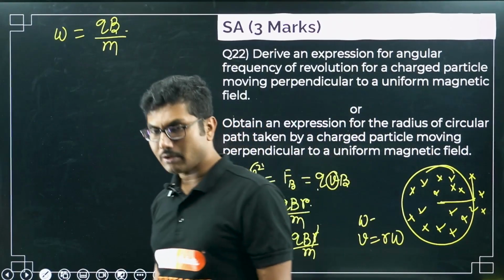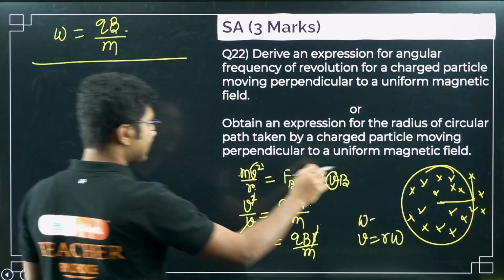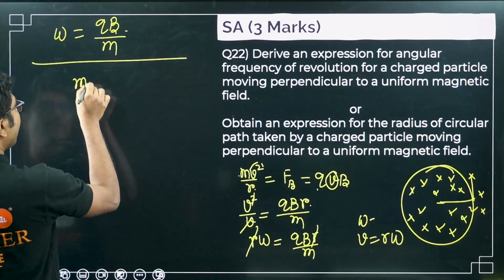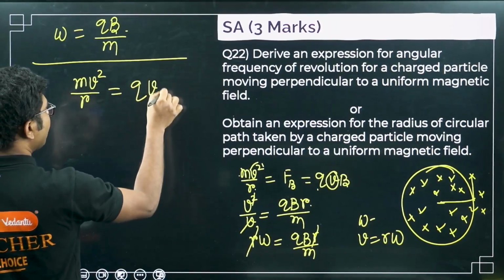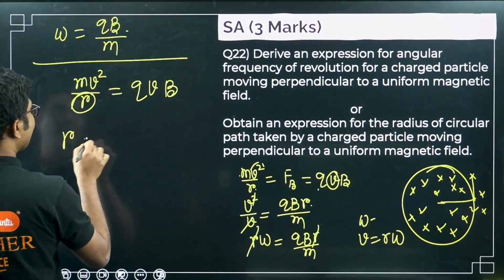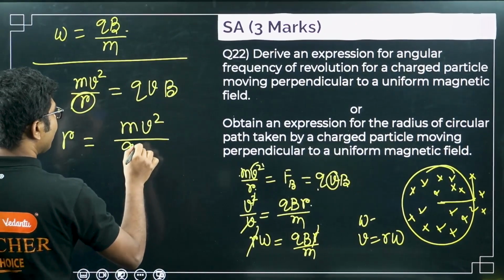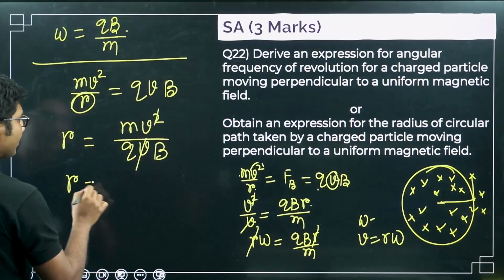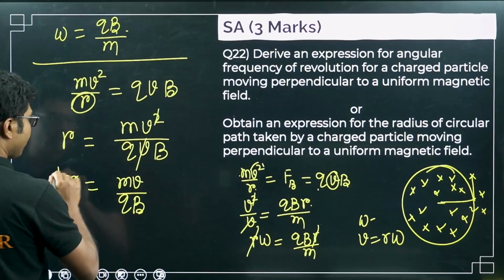Okay, it is independent of the value of r. Now what is the value of radius? To calculate radius, again we have to use the same method. mv square by r is equal to qvb. Now here we are trying to find this radius r. So r equals mv square divided by qvb. The v's cancel, so r equals mv by qB. This is the expression for radius.